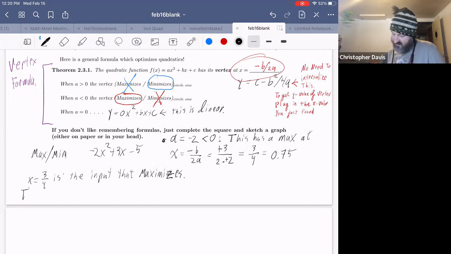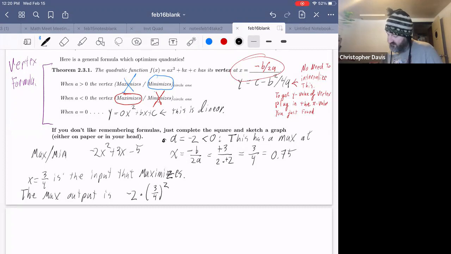And let's get the max output. The maximum output is negative 2 times 3/4 squared plus 3 times 3/4 minus 5. And you know what? That's complicated enough that I'm going to go ahead and resort to using a machine for that.